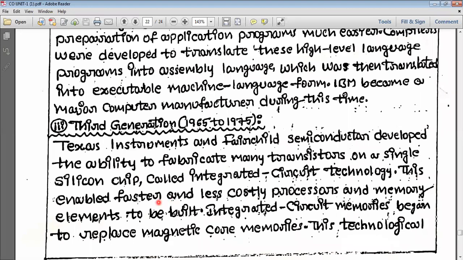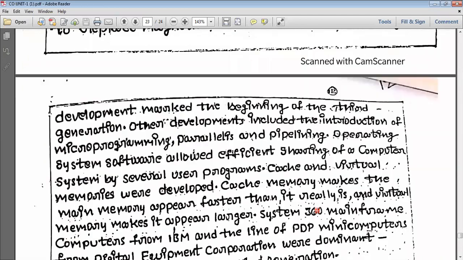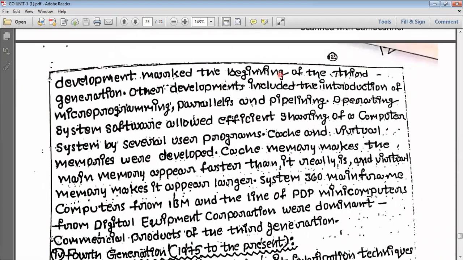This enabled faster and less costly processors and memory elements to be built. Integrated circuit memories began to replace magnetic core memories. In this second generation, we are using magnetic core memories that will be replaced by integrated circuit memories. This technological development marked the beginning of the third generation.